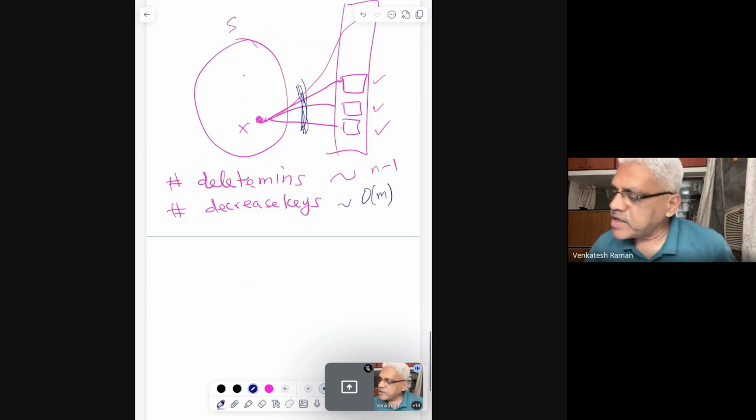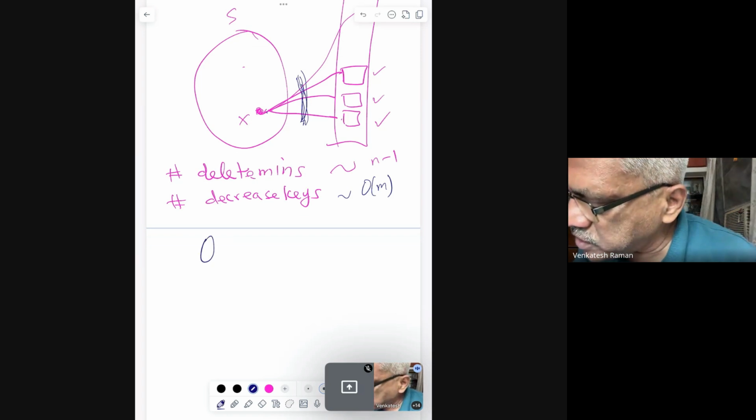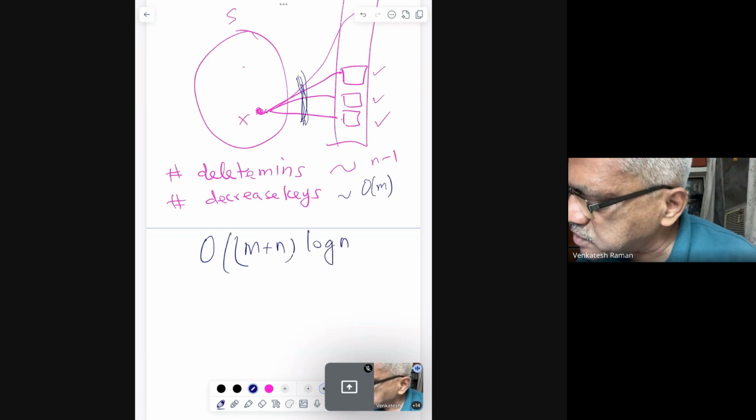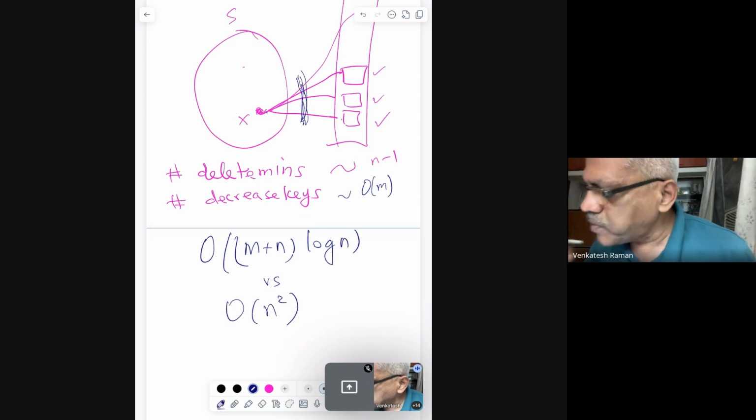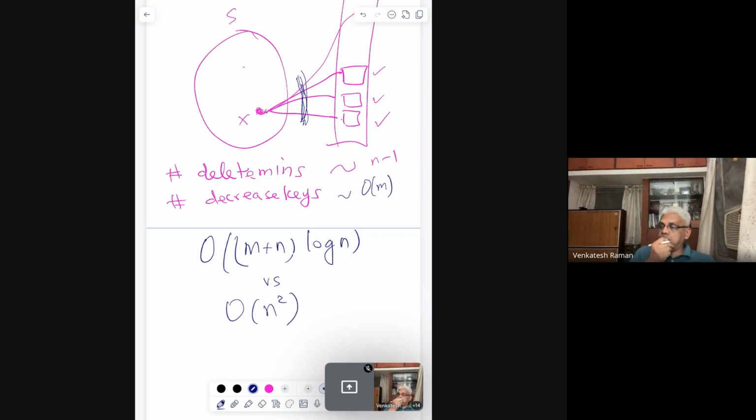So if I use a binary heap, I can support these two operations in log n time. So it becomes (m plus n) log n, versus earlier it was just n squared. So when is this a better algorithm? If in particular the graph is sparse, this is a better algorithm, if m is order n. But if the graph is dense, this is not necessarily a better algorithm, because it's an n squared log n algorithm.